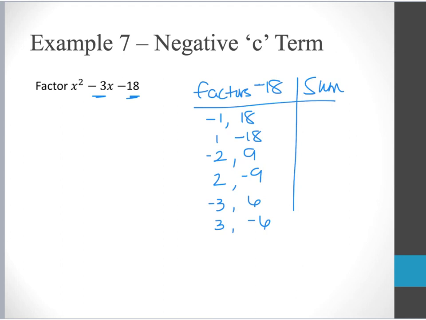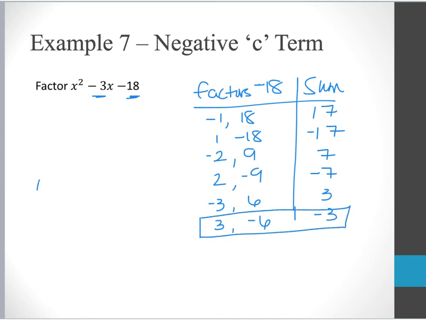So now let's go ahead and look at their sums. Negative 1 plus 18 will give me 17. A positive 1 and a negative 18 will give me a negative 17. Negative 2 and 9 is going to be 7 and negative 7. And negative 3 and 6 will give us a positive 3, or 3 and negative 6 is a negative 3. So in this case, my factors are going to be x plus 3 times x minus 6.